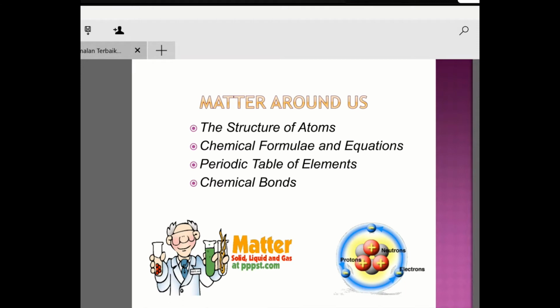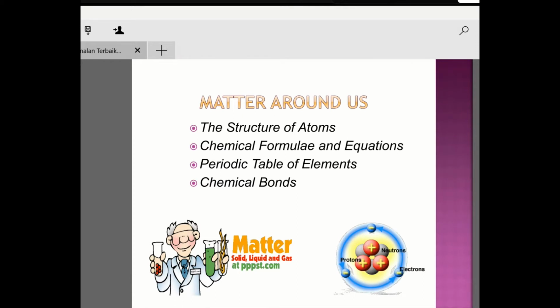Now, before we go to the discussions of the questions, I would like to point out how we're going to help our students do revisions. Because we all know that in Form Five we have five chapters, and in Form Four we have nine chapters altogether. Then what is the relationship between each of the chapters?